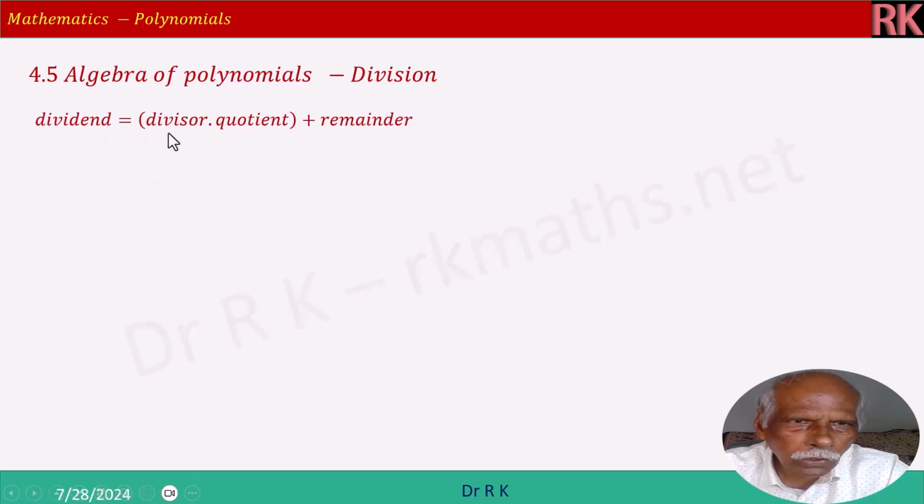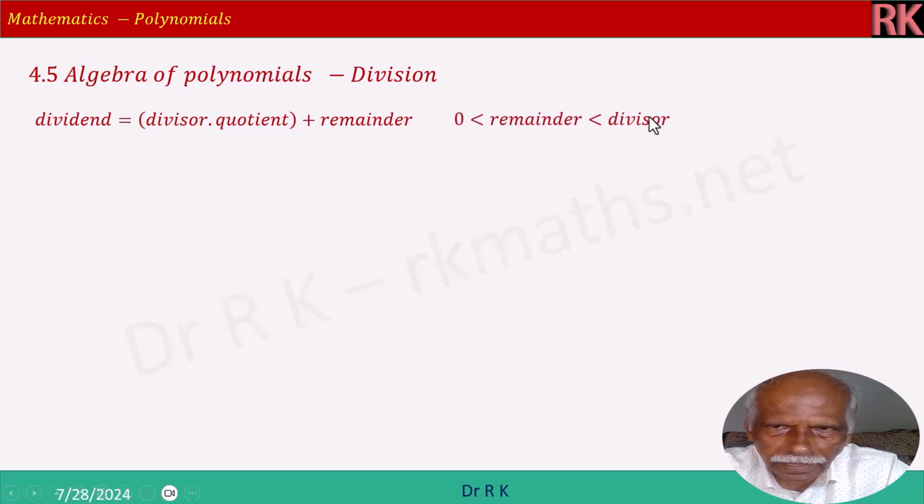So dividend is equal to divisor into quotient plus remainder. You should know what is dividend, that is the number to be divided, and divisor is the number which is dividing, quotient is the value which you obtain after division, and remainder is what we get after dividing. So remainder should be greater than or equal to 0 and less than the divisor. This is very, very important. It is a positive number, not a negative number.